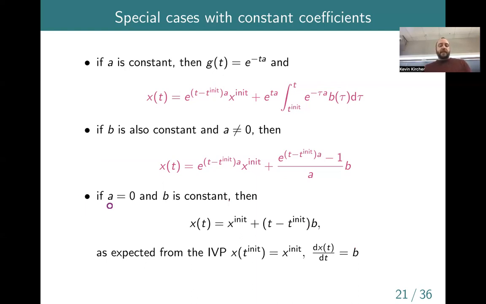Okay, and then a very special case: if a is equal to 0 and b is a constant, then our initial value problem is essentially a constant velocity motion problem. The IVP comes from dx/dt = b. If you think of x as the position of some object, dx/dt is just the velocity, so here we're saying it's constant velocity. And we know from physics that the solution is just the initial position plus t times the velocity.